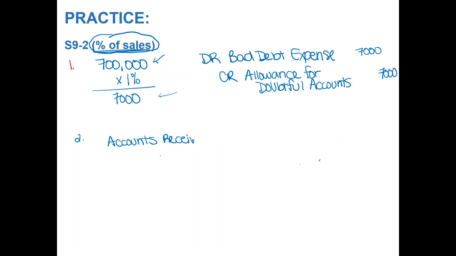We would see accounts receivable less the allowance for doubtful accounts. And that calculates our accounts receivable net.